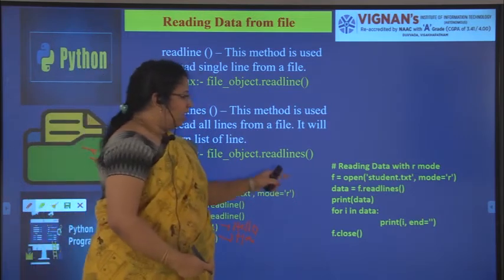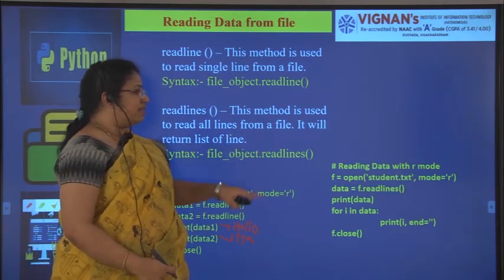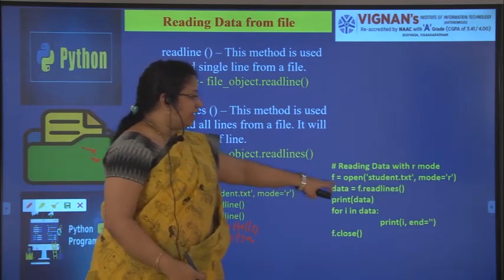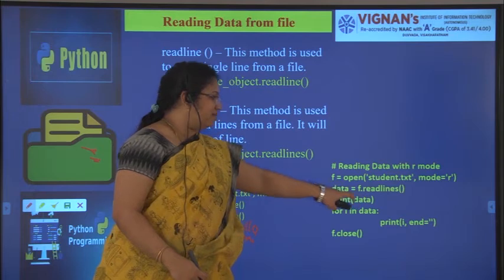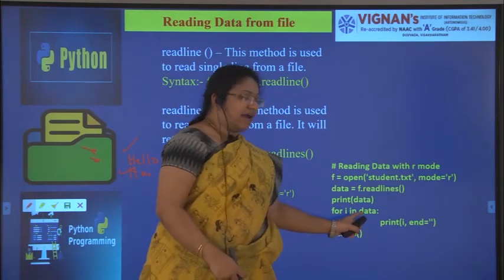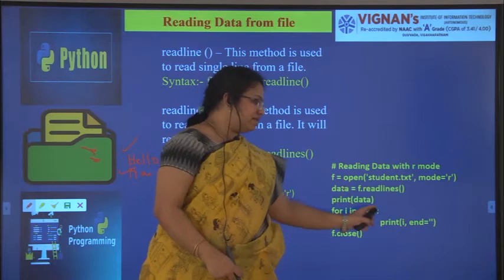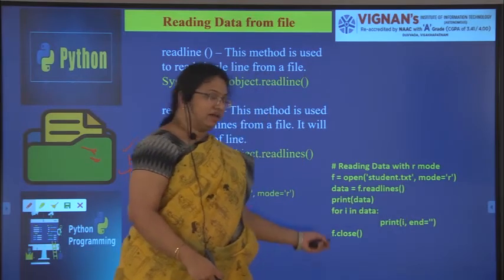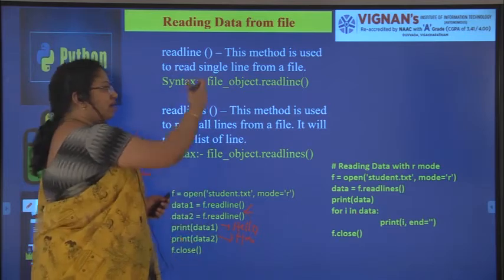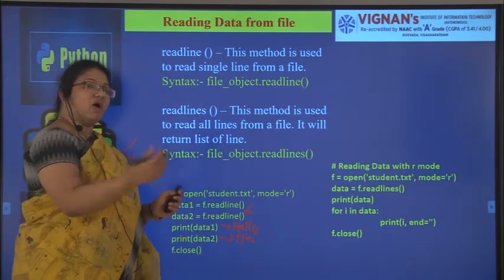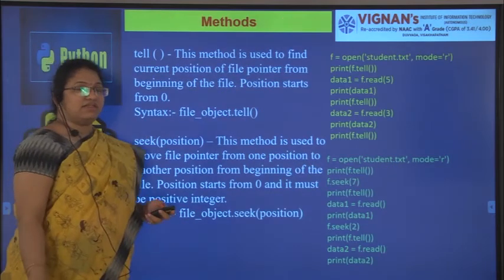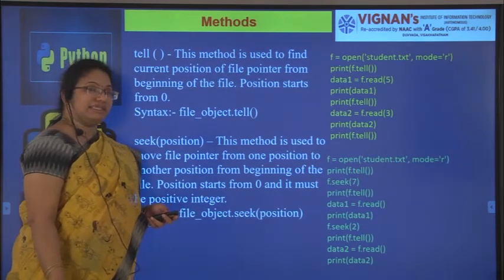Next, if I use the readlines method, it will read the entire content of my file. So data is equal to f.readlines. Now I want to print the entire data, so for i in data, print i, whatever content is present, till the end. This is the way you can use the readlines method. The difference is that with readline you read line by line, whereas with readlines all lines are read at a time.